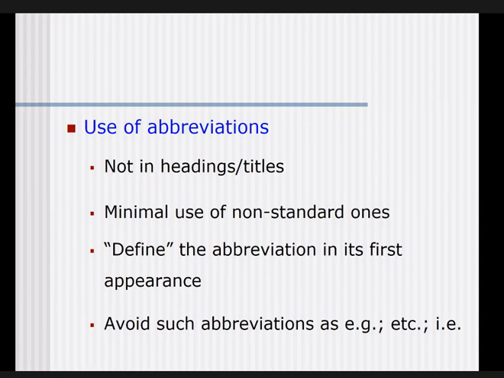And then avoid such abbreviations as EG, ETC, IE. Try to avoid them as much as possible, such that they minimally appear in your thesis. EG can be replaced by, for example, or for instance; ETC can be replaced with among others. So you minimize their appearance in your document.